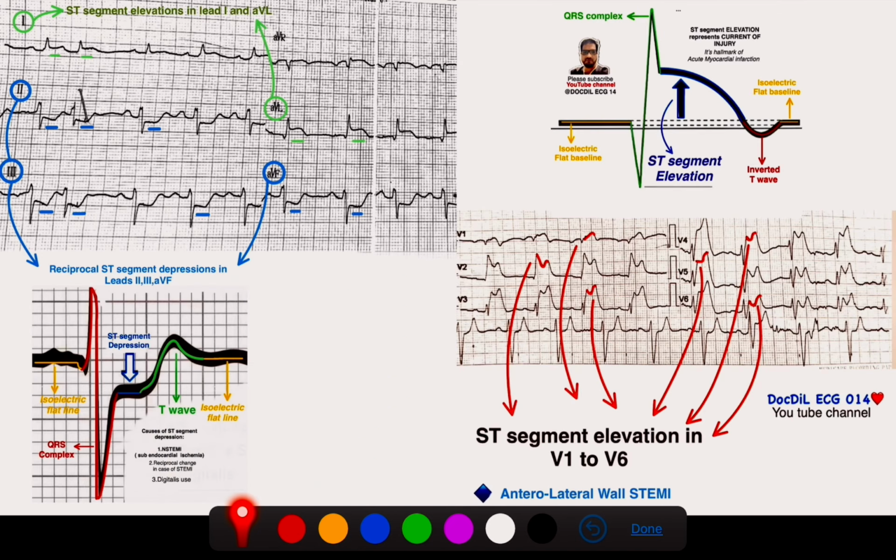So this is anterolateral STEMI because there are ST elevations in precordial leads from V1 to V6. Additionally, there are ST segment elevations in the high lateral leads 1 and AVL, and there are mirror image reciprocal ST segment depressions in inferior leads lead 2, 3 and AVF.